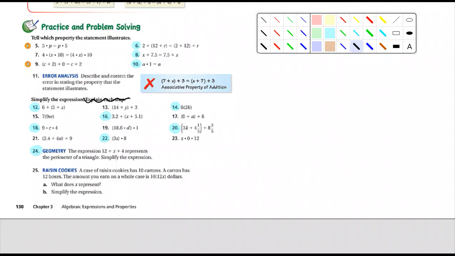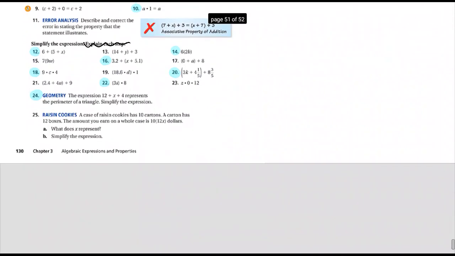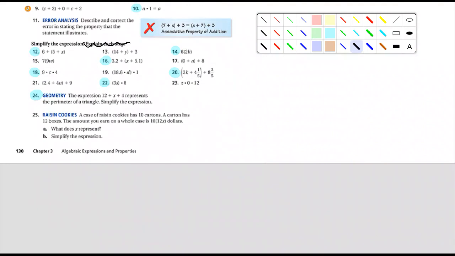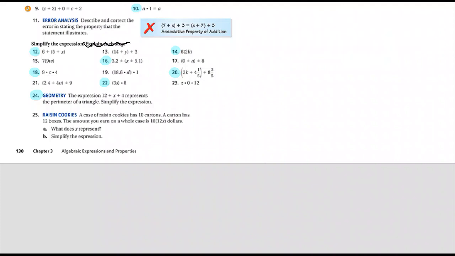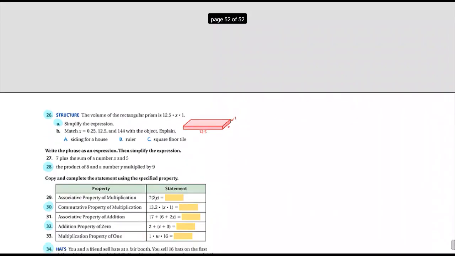Okay? Going down a little further, 12 through 20. It says simplify the expression. In your book it says explain each step. I don't want you to worry about that. I just want to see you simplify the expression. All right? And we went over that just a few minutes ago. Anybody stuck on this? I think you guys should be able to do this. Okay? All right. And then 24 you should be able to do.